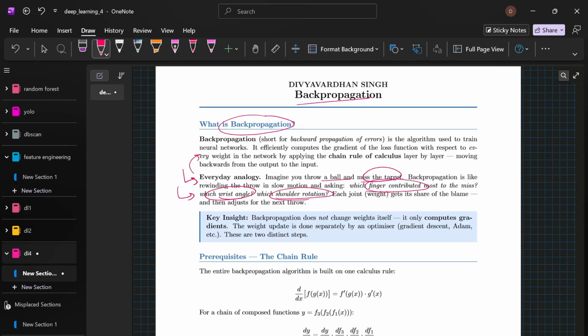When the network makes a wrong prediction, backpropagation goes backward through the network and says, okay, which weights were responsible for this mistake. It calculates this, takes each exact weight and sees its contribution to the error.